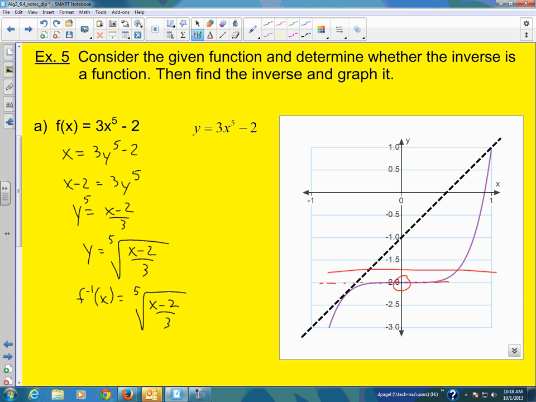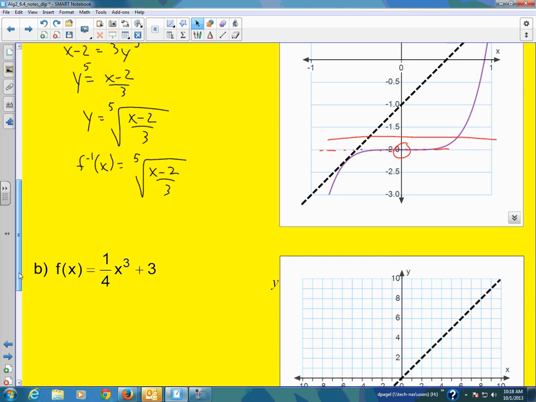So there's my inverse function. And it's an odd function, so that means I don't have to worry about negatives appearing in the radicand. I can have negative values in there, so I don't have to worry about a domain restriction. This one didn't start with a domain restriction because it was an odd function anyway. So there's that one. Let's go take a look at this next one here.